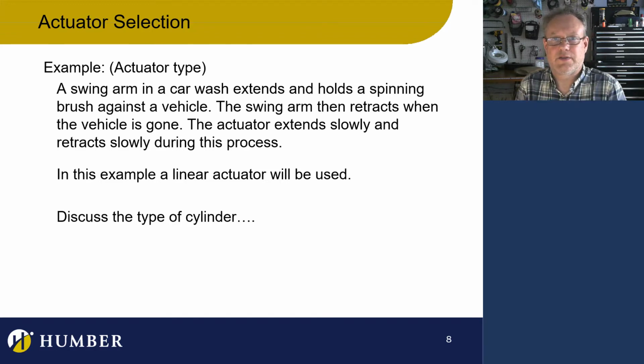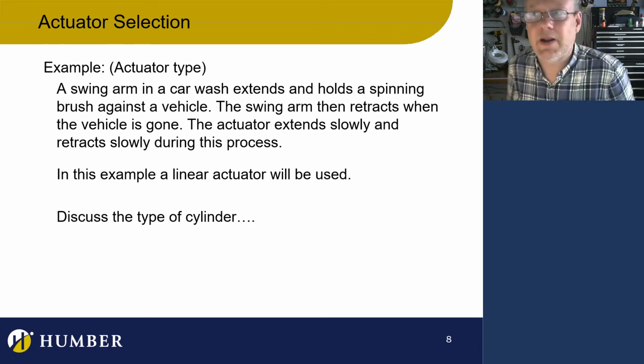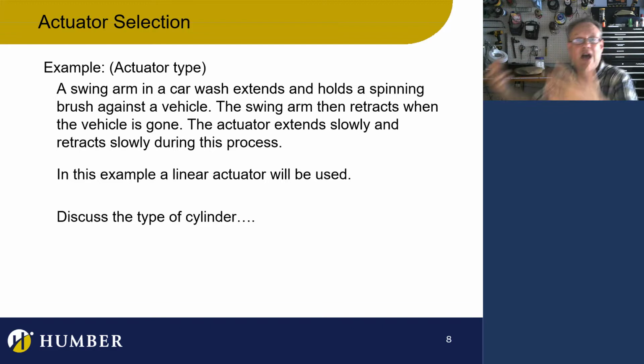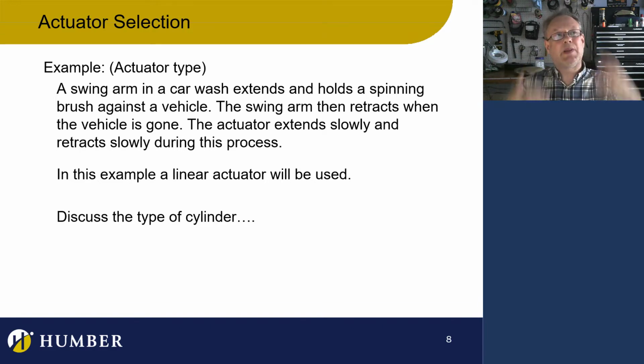Air is forgivable, but an electric motor, I can't have an electric motor move an arm and continue to push that against something, especially something that's kind of moving back and forth a little bit, like the side of a car. So a pneumatic actuator is a really good application for applying force to something where it's not actually moving. Or if it is moving, it's moving just a little bit back and forth. It's very forgivable. Air is compressible. The swing arm retracts when the vehicle is gone.